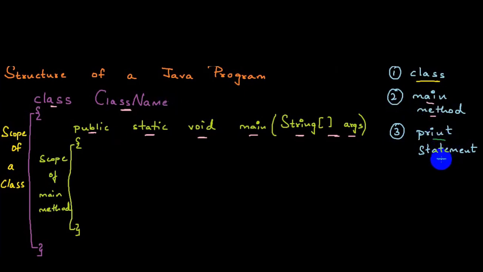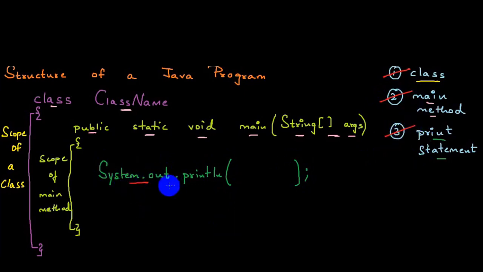Like printf in C language, we should have the print statement. So what is it? The print statement is system.out.println. So we have successfully built what? We have built a class, we have built the main method and the print statement. First create a class, then have the main method, then have the print statement. What is system.out.println?